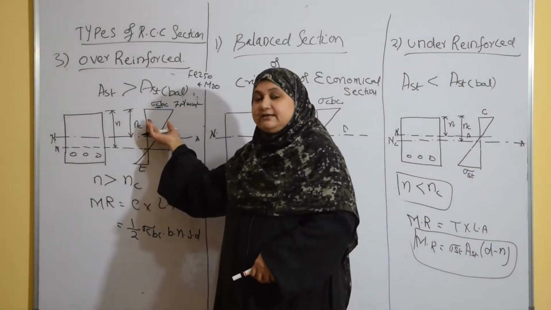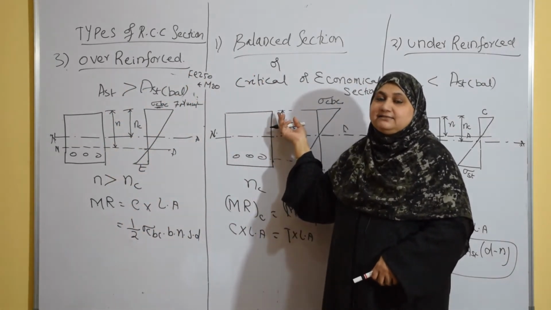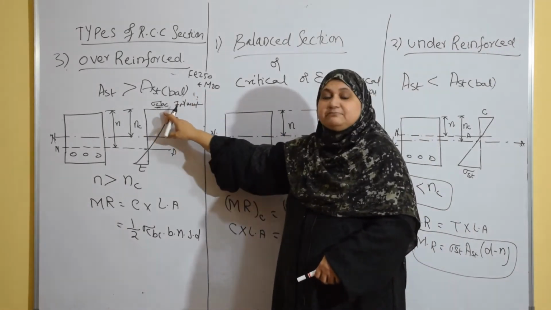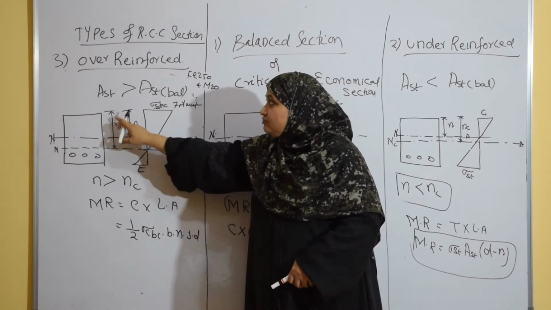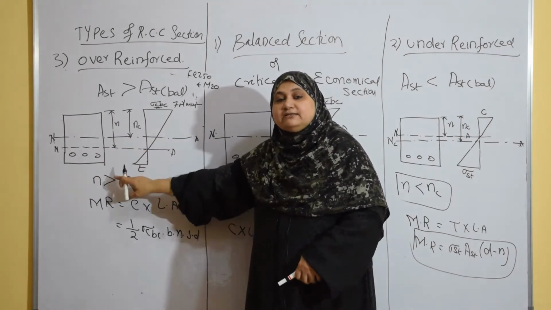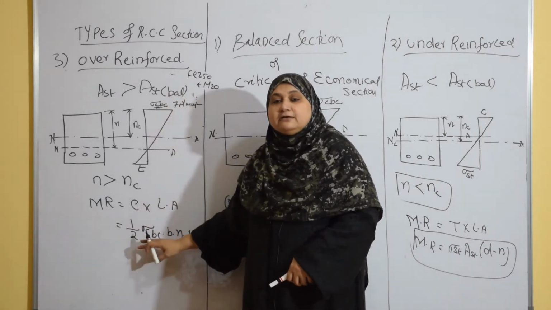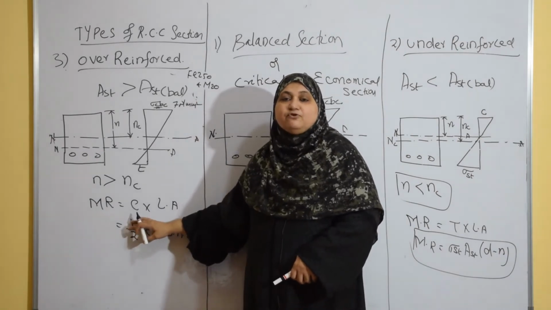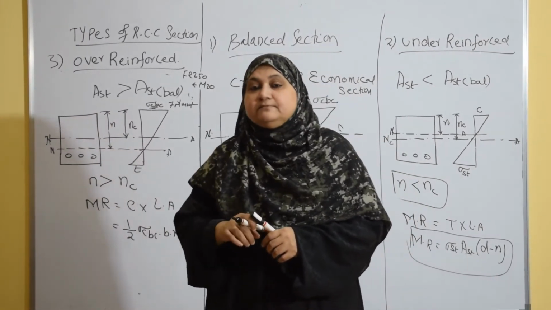Same in an over-reinforced section, a section where the area of steel provided is more than the area of steel required for a balanced section. In this case, stresses in concrete reach their permissible value prior to the permissible stresses of steel. So in such cases the neutral axis of this section moves into the tensile zone. That means the neutral axis will be more than the critical neutral axis. Because concrete is reaching its permissible stresses, the moment of resistance has to be based on the compressive stresses. So compressive force into lever arm. So this is how you will find out the steel in the three sections.